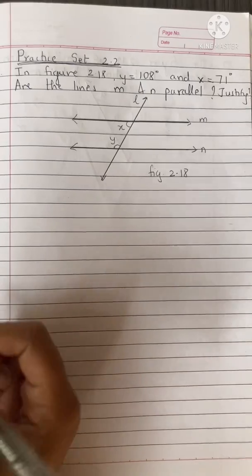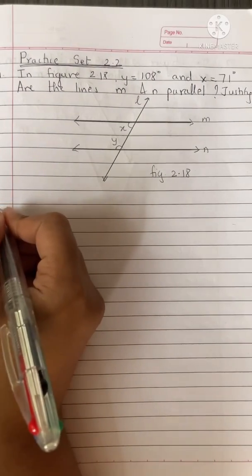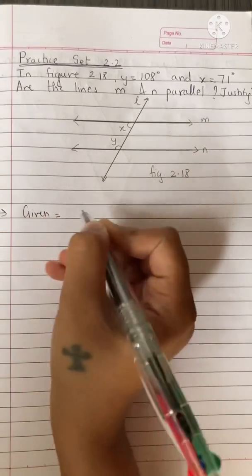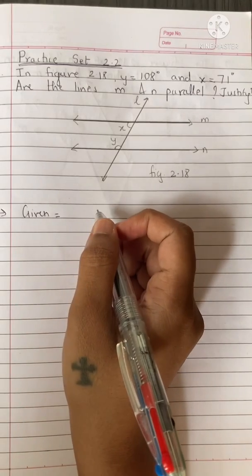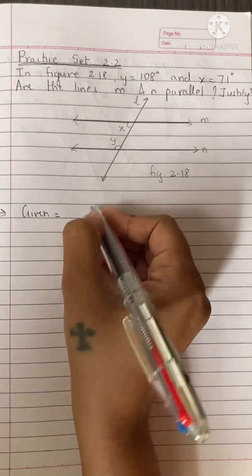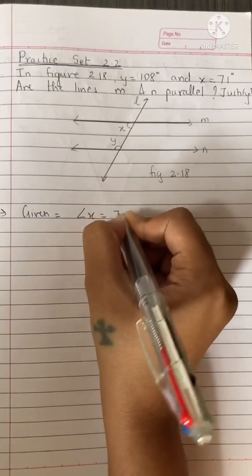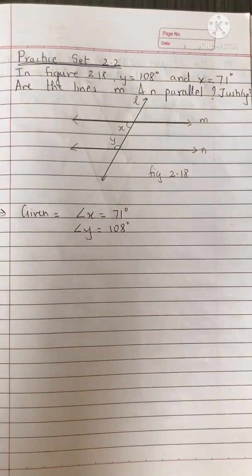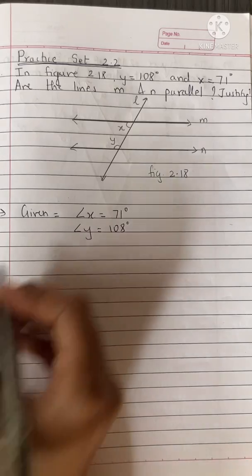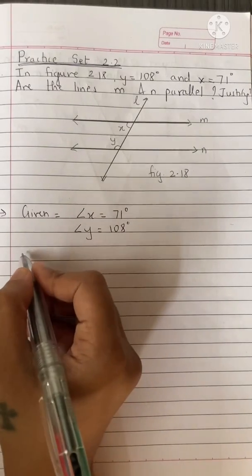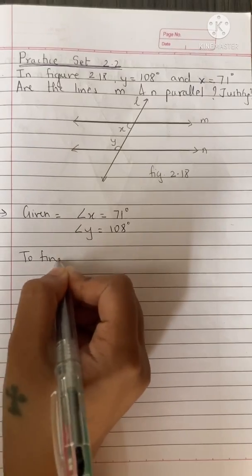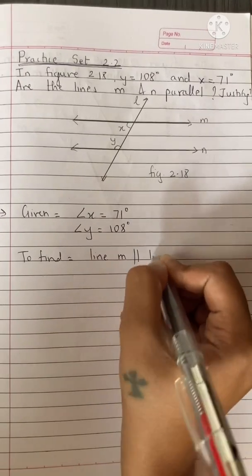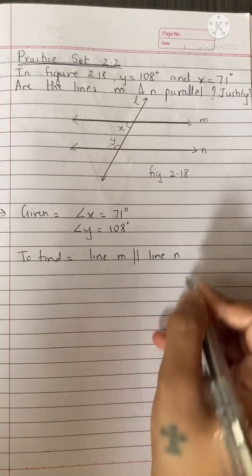We don't have to prove anything, they have just asked whether line M is parallel to line N or not. So in the given part, always write "Given", so that the examiner will be able to give you marks properly. The given part is: angle X is equal to 71 degrees and angle Y is equal to 108 degrees. We have these two data, that's it, and we have to find whether line M is parallel to line N or not.